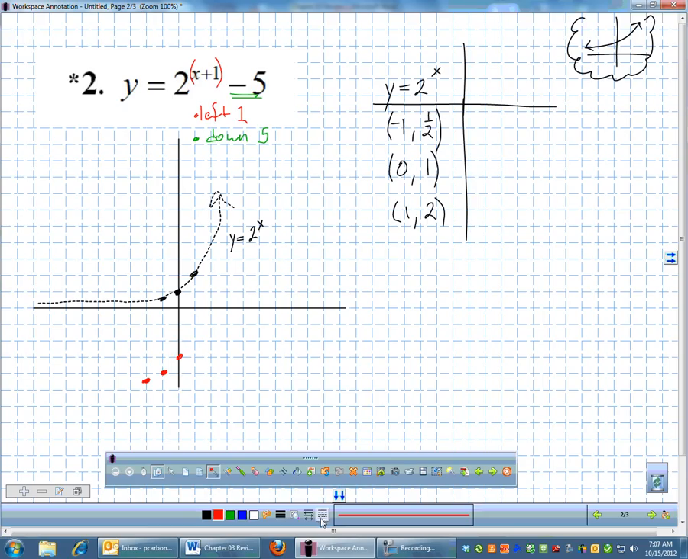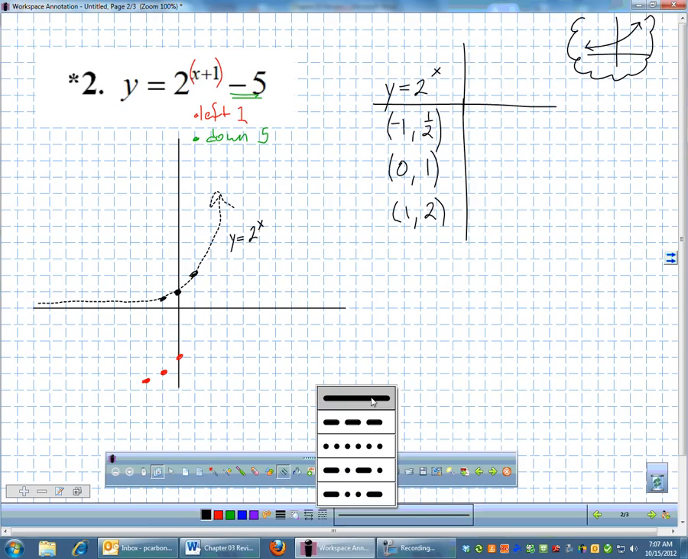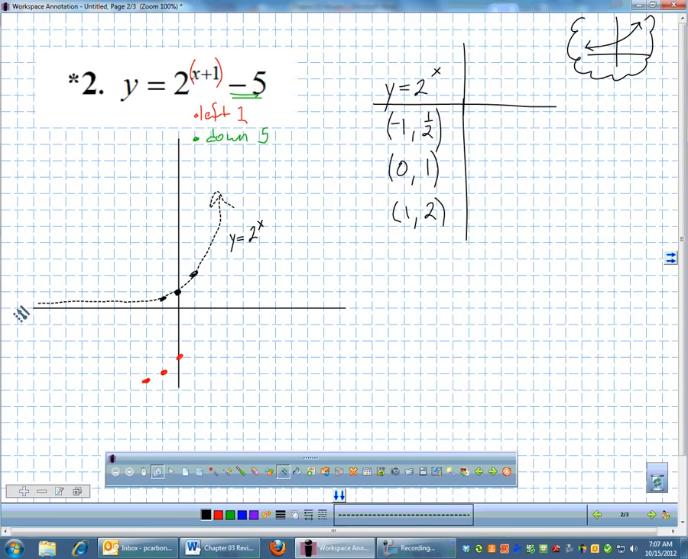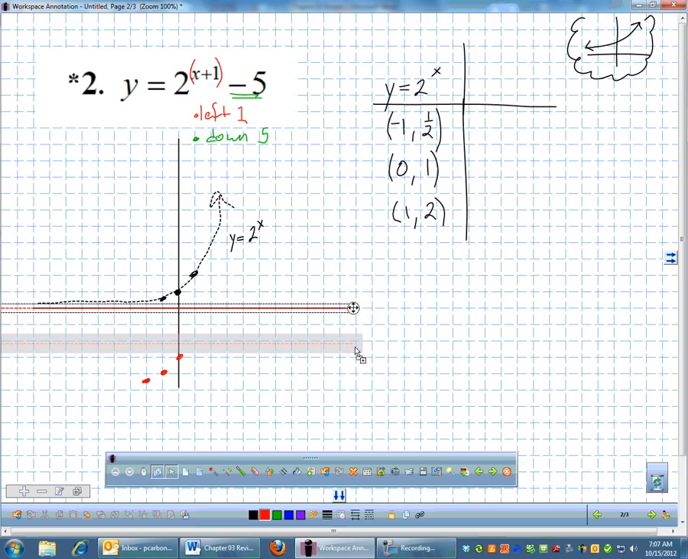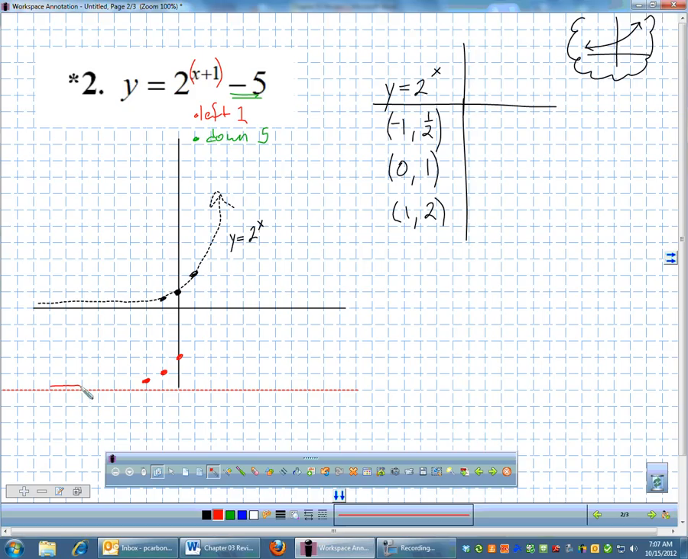And then the last thing you need to make sure you get is the horizontal asymptote. There was one originally on the x-axis. And when I shift, I need to move the asymptote also. So shifting left 1 isn't going to make a difference. But shifting down 5, my horizontal asymptote moves way down here. And your graph looks like this.